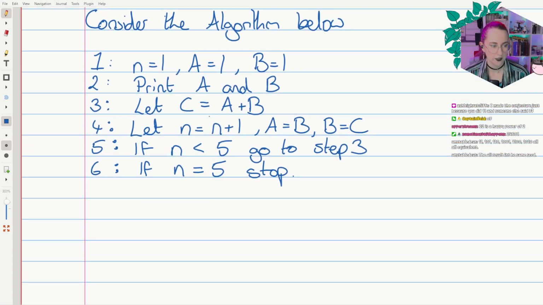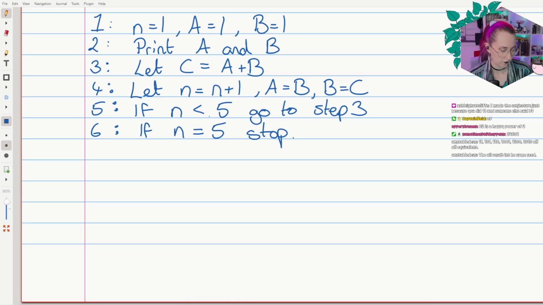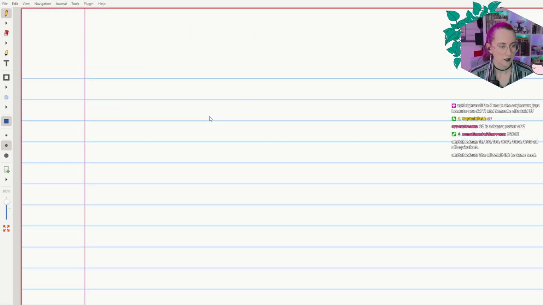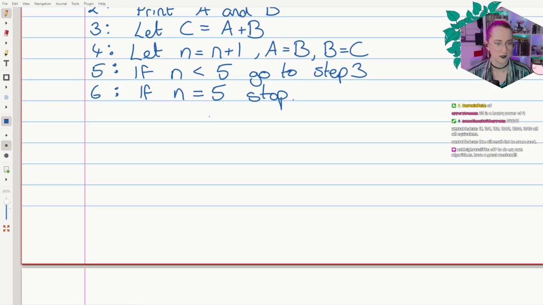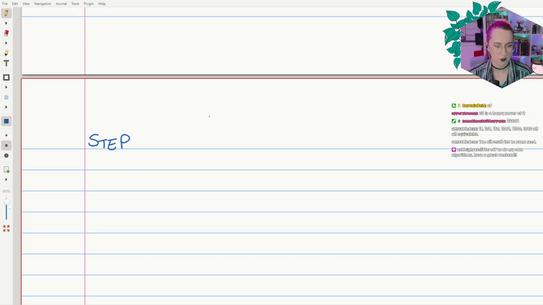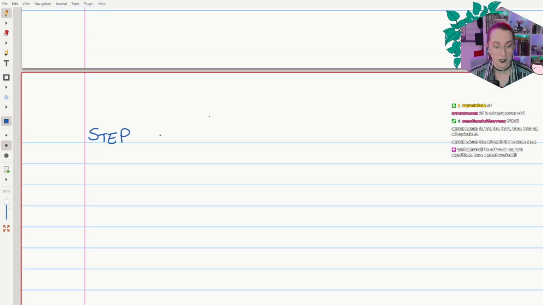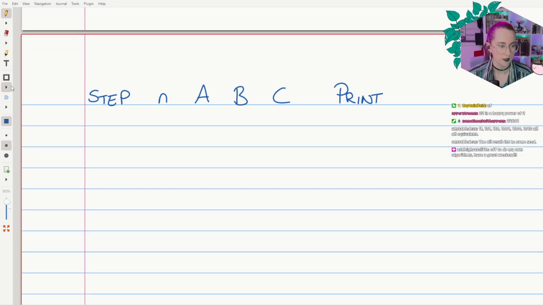So doing this algorithm by hand would involve looking at, and this is where they like having tables. So I'm going to start a new page, I think. We're going to keep track of what step we're on, so those indices that we had before. We're going to keep track of those, and then all of our variables, N, A, B, and C. And then we're also going to have a print section, a display of what we're outputting.